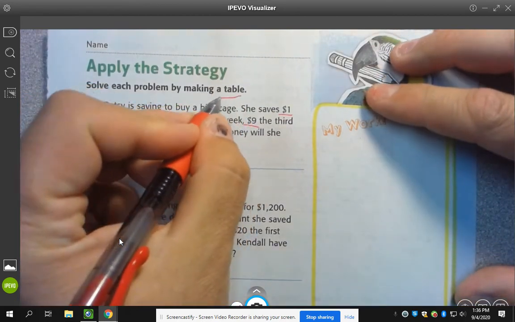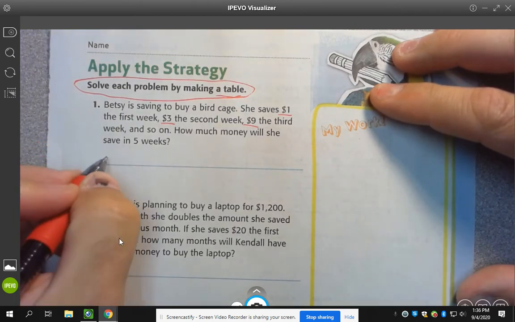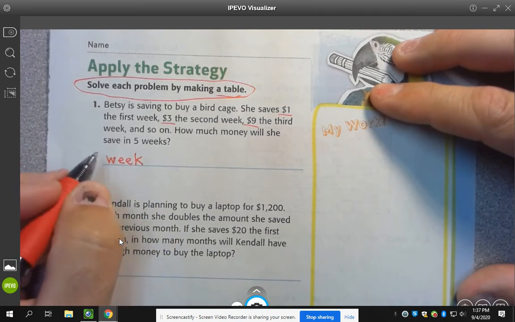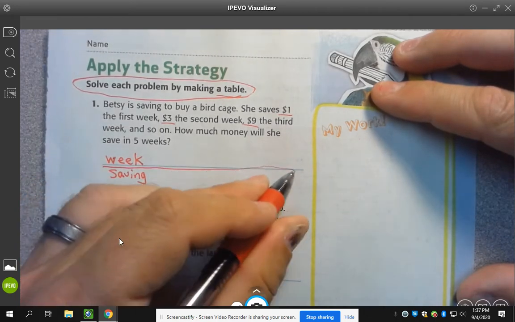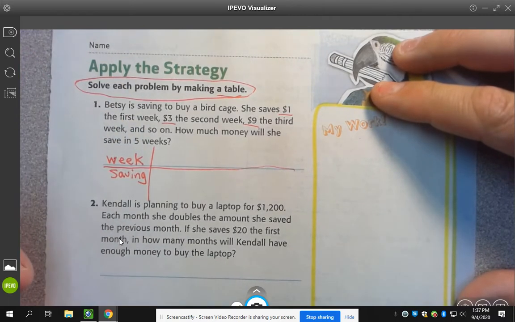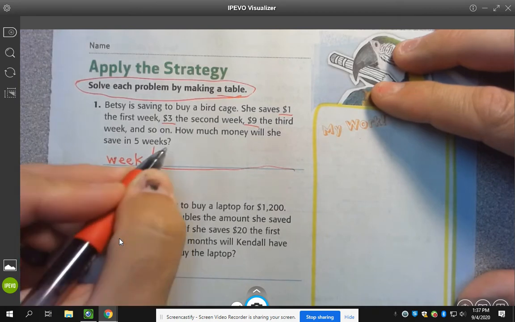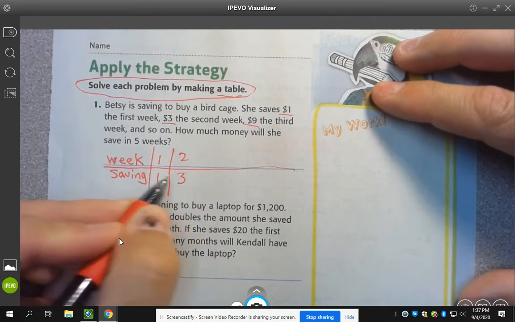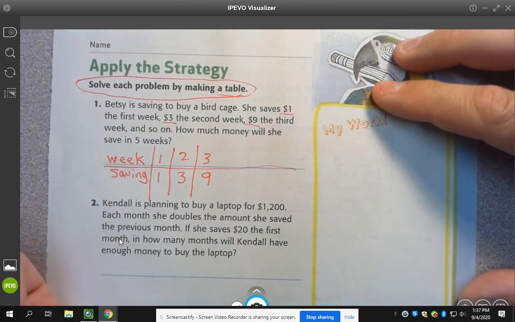What was the instructions here to say to do? Wait, what? Make a table. Let's make a table, shall we? Let's make one like we did the last page. Week and savings. It gives a nice line there to work with. So the first week she saves what? $1. The second week she saves $3. Third week she saves $9.